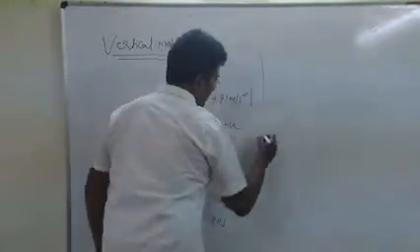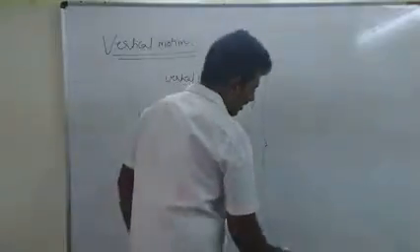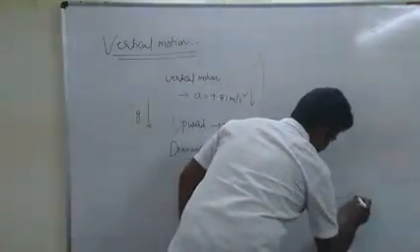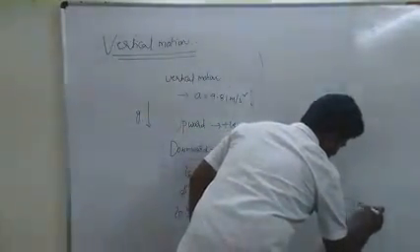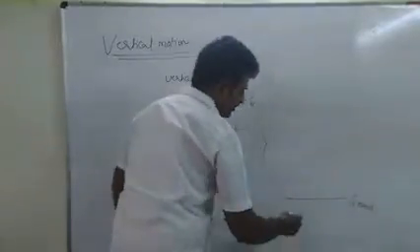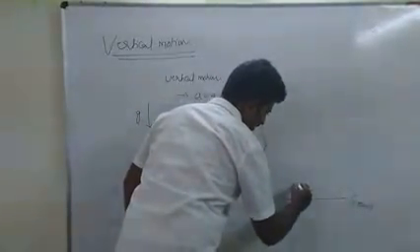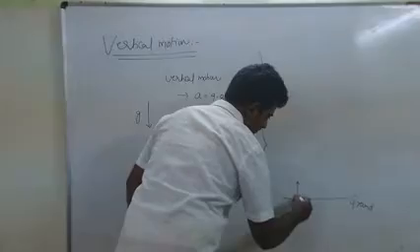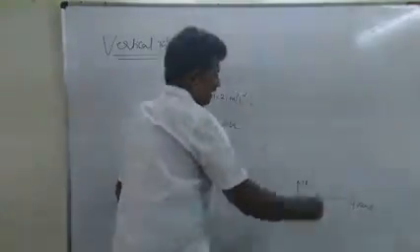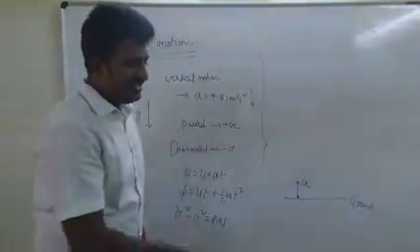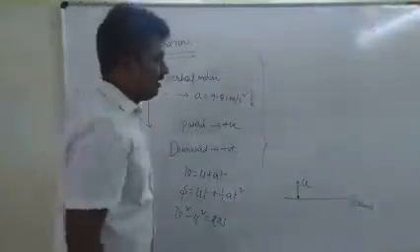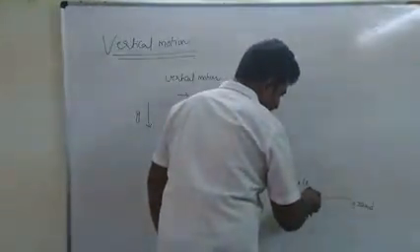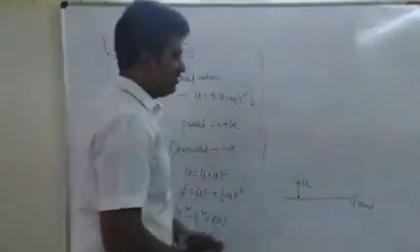Now let us analyze one situation. Let us assume that this is ground. From this ground, I will project a body with an initial velocity of u. I have projected it in upward direction. Let us suppose u is initial velocity.